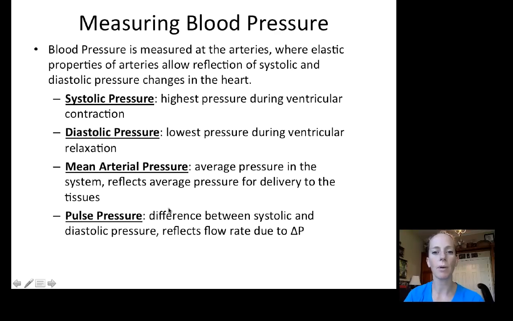Okay, so measuring blood pressure. The highest pressure during ventricular contraction is the systolic pressure. The lowest pressure during ventricular relaxation is the diastolic pressure. So remember, this is about 120 for systolic and about 80 for diastolic. The mean arterial pressure then is the average pressure in the system, reflecting how much blood is actually getting delivered to the tissues. So as the values are fluctuating, what ultimately actually gets through is the mean arterial pressure. And we can calculate that partly by looking at the pulse pressure, which is the difference between the systolic and diastolic pressure.